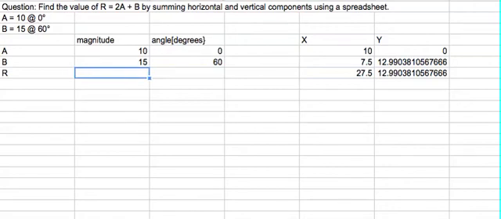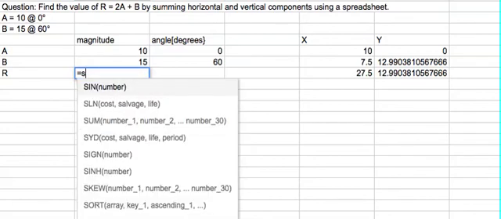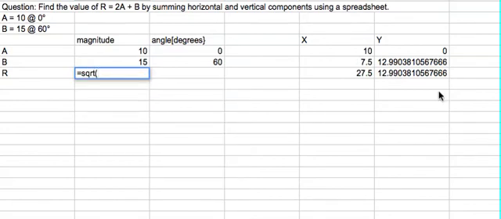Say I want them to be in the magnitude and angle, or the polar coordinates. What I can do is take the Pythagorean theorem, and I can use sqrt, which takes the square root of the x, raised to the 2, which squares that, plus y, raised to the 2, and close my parentheses, and I get a magnitude of 30.41.